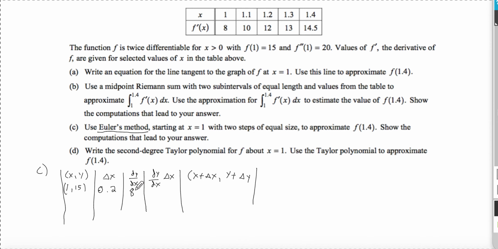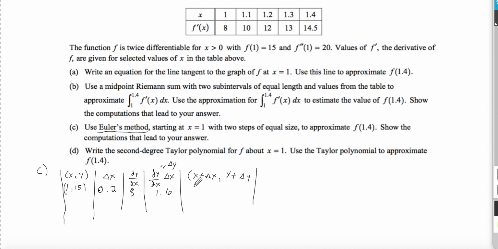And then I need to multiply the derivative that I got by how much my x value is going to change. So 8 times 0.2, all right? That's going to be 1.6. This is our delta y. You can think of it that way. How much did our y value change?